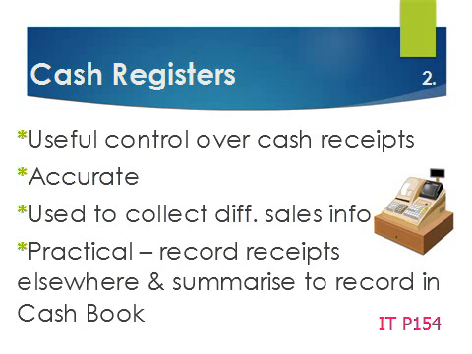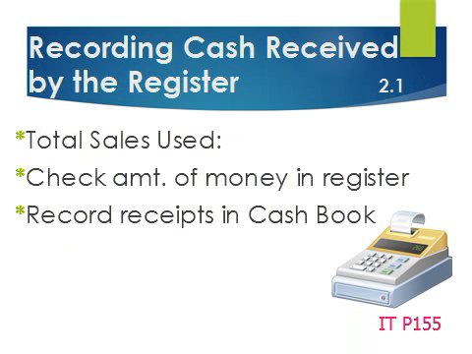2. Cash registers, or tills, are a useful control over cash receipts. They are accurate, and can be used to collect different kinds of sales information. The cash book is not the first place that cash received is recorded. It may be practical to record receipts elsewhere, for example, the cash register, and summarize the receipts to record them in the cash book. When recording cash received by the cash register, the total of daily sales amount, that is recorded by the cash register, is used to check the amount of money in the cash register, and to record the receipts in the cash book.